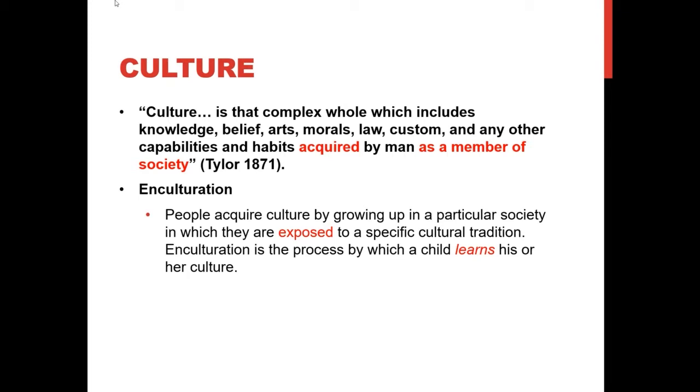Member of society. There has to be a society in order for there to be culture. Now, what is the process of learning culture? That is called enculturation. People acquire culture by growing up in a particular society in which they are exposed to a specific cultural tradition. Enculturation is the process by which a child learns his or her culture. Very straightforward. This is very important, though, because enculturation is the process of people learning culture, more specifically kids learning culture.